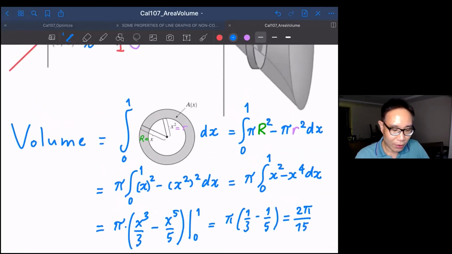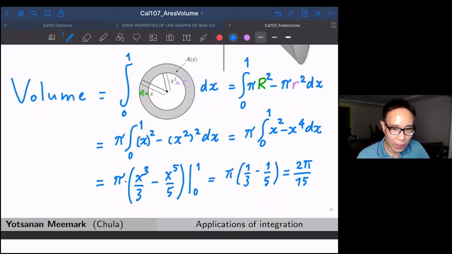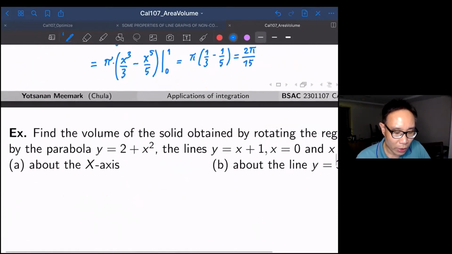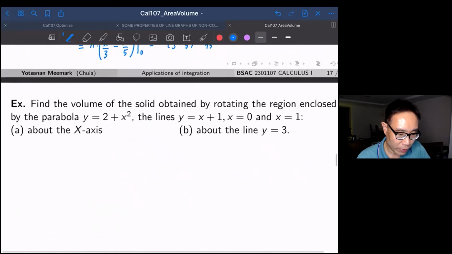If you don't quite understand, try to rewatch this step by step, how I get the inside and outside, how I have the cross section perpendicular to the rotational axis.